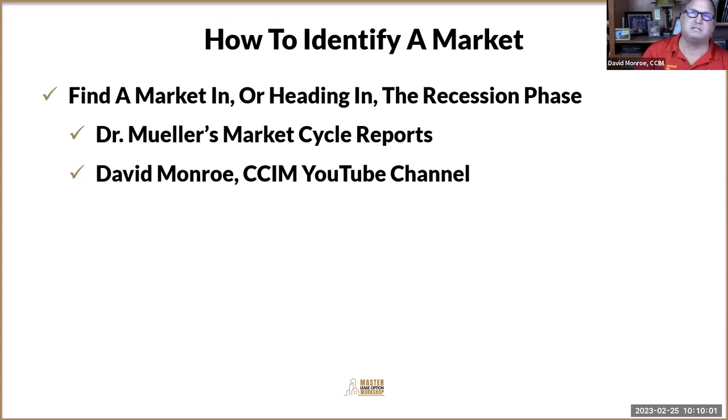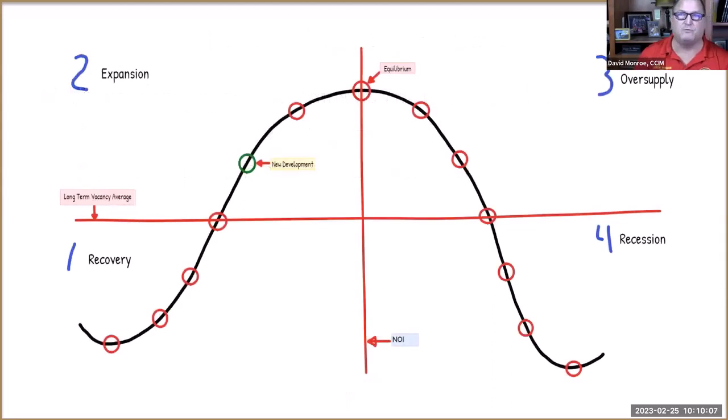But first, let's discuss how to identify a declining market. So you guys have all seen the bell curve for market cycles. We start in recovery. That's phase 1. As we start to come up, we go across our long-term, that really should say occupancy average, not vacancy, but same thing, just inverse of each other. So we have our long-term occupancy average here. This vertical line represents your net operating income.